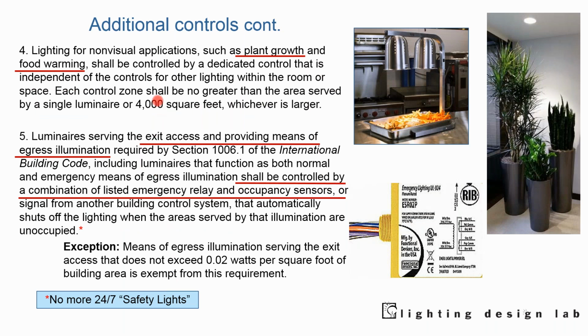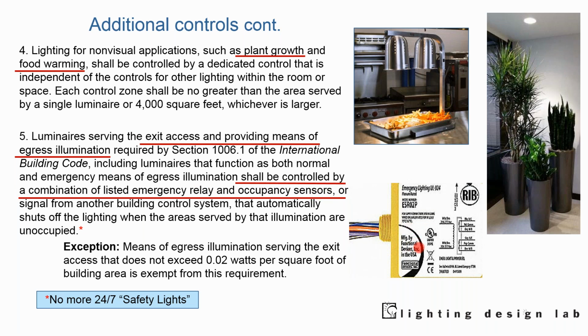Additional controls, lighting for non-visual applications such as plant growth and food warming. Each control zone should be no greater than the area served by a single luminaire or 4,000 square feet, whichever is larger. All I can say is 4,000 square feet of French fries is a lot of French fries. Luminaires serving exit access, providing means of egress illumination, shall be controlled by a combination of a listed emergency relay and occupancy sensors.